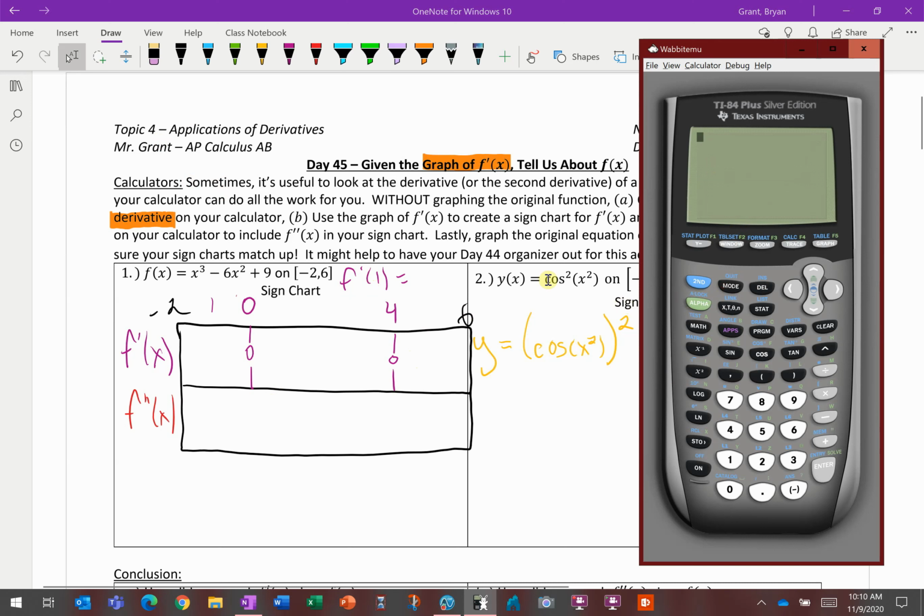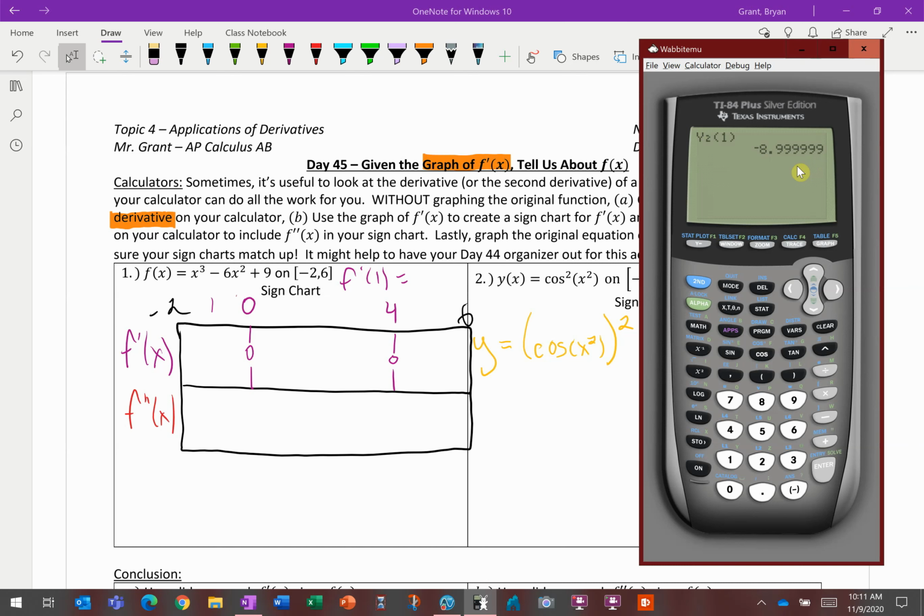So f prime of 1. I went back to my main home screen, my calculation screen. I want to plug 1 into f prime, but the equation f prime has a name. It is y2. So what I'm going to do is alpha, f4, and I'm going to call up y2. I want to say use y2, and we want to evaluate that at 1. So we're going to use function notation, y2 of 1, and hit enter. Ha! Negative 8.99999. That's just negative 9. So f prime of 1 is negative 9.